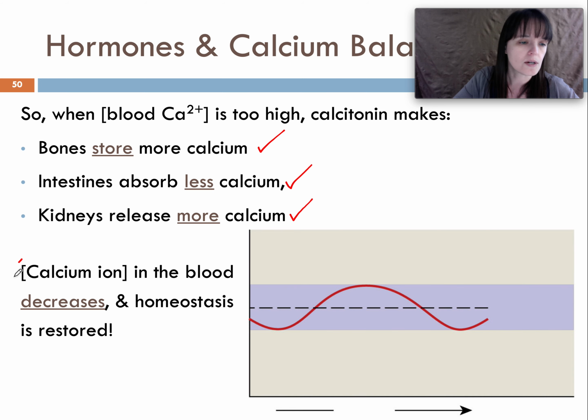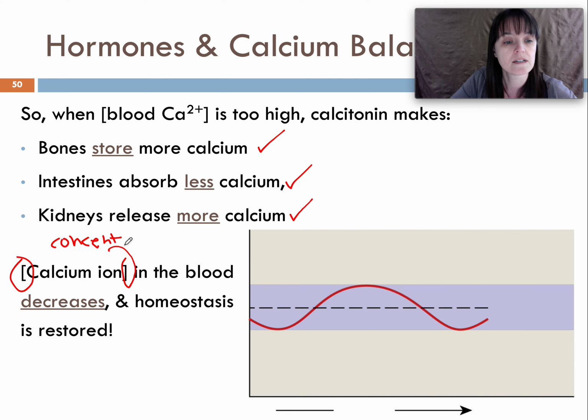Calcium ion, these brackets here are the chemistry symbol for the word concentration. I've already told you that. Anyway, there's no reason to spell out the word concentration in your life again after now, because you can just use the little brackets. Anything inside the brackets is read as the concentration of calcium ion in the blood decreases and homeostasis is restored.